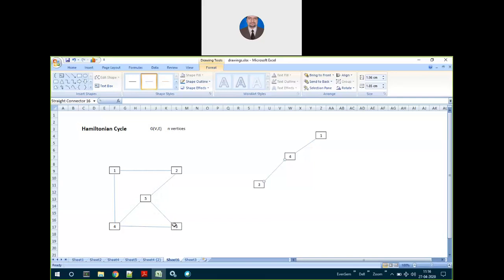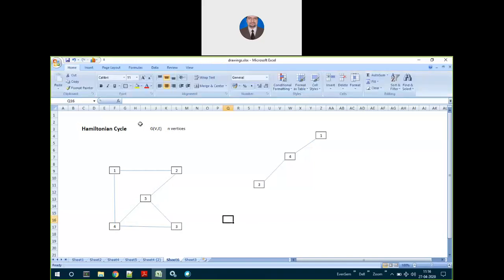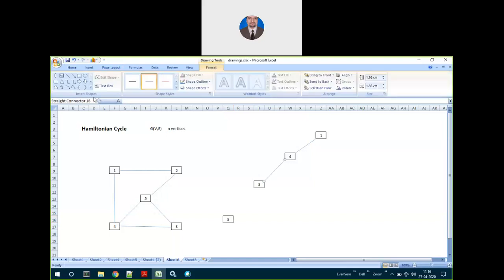From 3, what are the edges? 4 and 5. 4 is already traveled. Then from 3 to 5 I will go. So that particular 5 I will mention it over here. So this is 5. Okay, 5 I visit. Then let me join the edge here between 3 to 5. So 3 to 5 is connected.